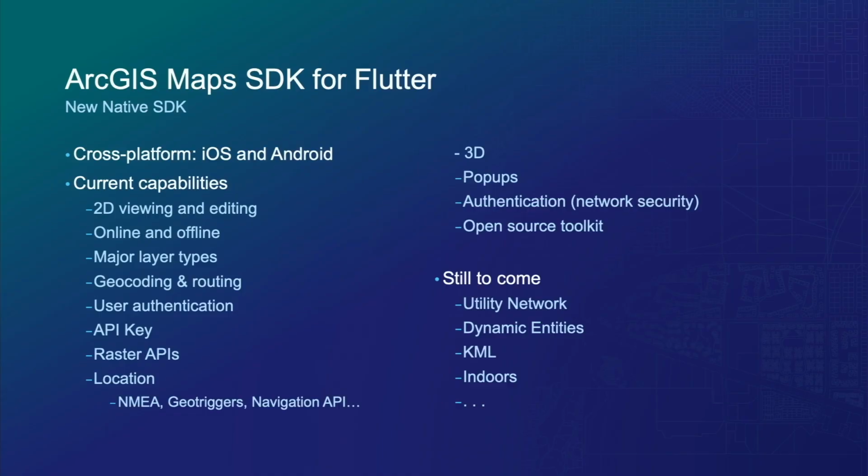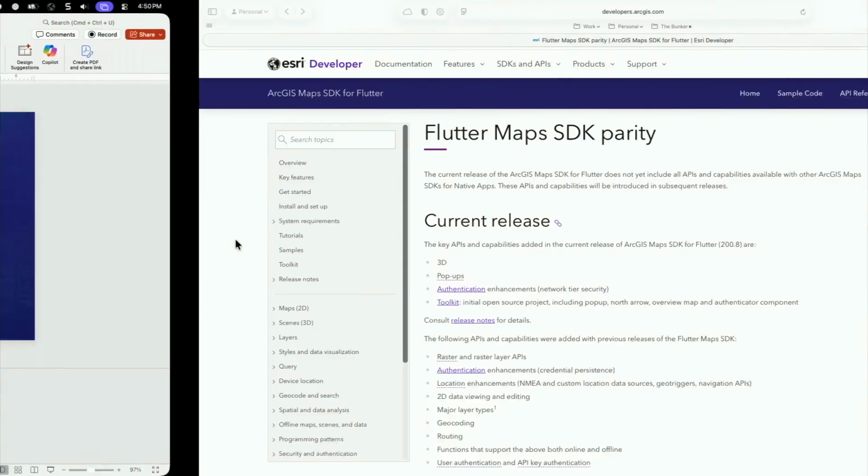Initially, we focused a lot of work on the parity of the SDK and the API itself. And now we're starting to work on bringing some of those toolkit components in. Yet to come are things like utility network, dynamic entities, and so on. So let's see what happens if I switch over here. Nothing. Okay, I'm going to jump out of my presentation and then switch over.